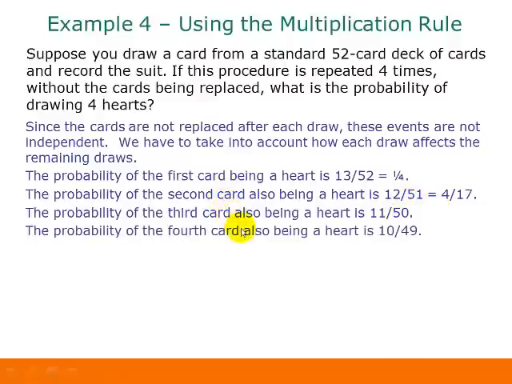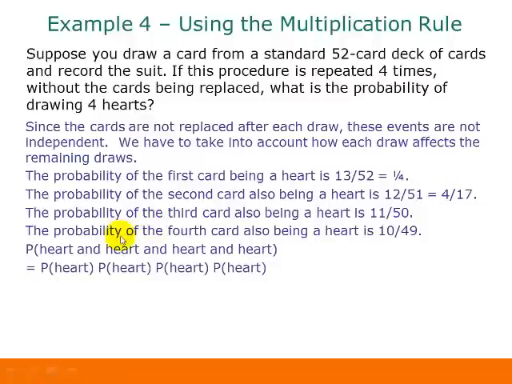The probability of the fourth card also being a heart is 10 over 49. So we started out with 13 over 52, then went down to 12 over 51, then down to 11 over 50, and finally down to 10 over 49. So again, the probability of heart and heart and heart and heart is the same as the 4 probabilities multiplied together. That would be 1/4 times 4 over 17 times 11 over 50 times 10 over 49. And that comes out to be 0.0026.